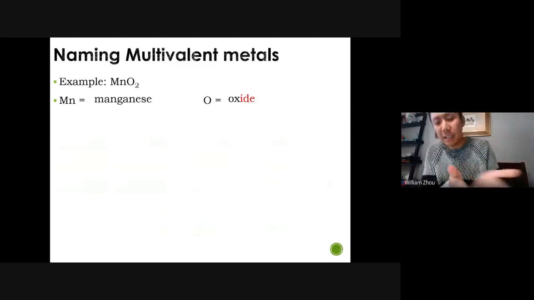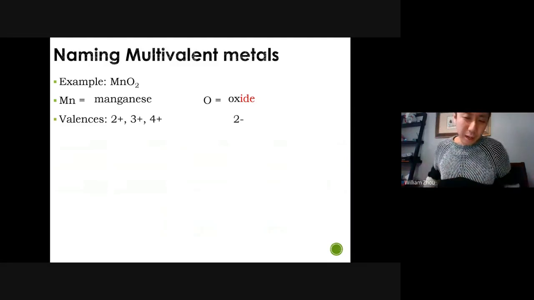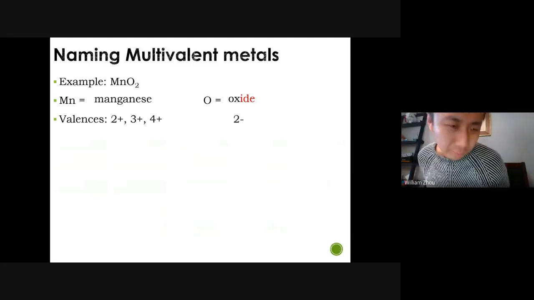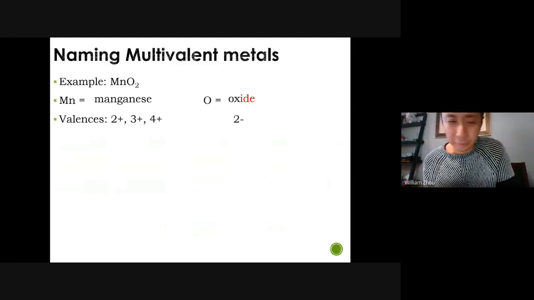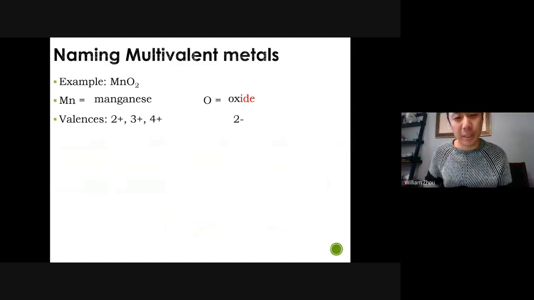So manganese oxide, not so fast, because where oxygen only has a 2-, manganese could be 2+, it could be 3+, it could be 4+. We need to figure out which one. How do we figure out which one? What is the charge of this manganese in this compound? Can somebody tell me?